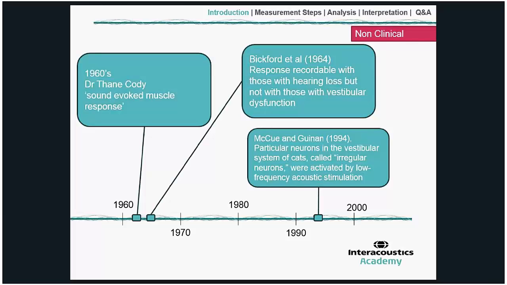McHugh looked at this and found that there are particular neurons in the vestibular system. He was looking particularly at cats, and these are called irregular neurons, which are activated by low frequency acoustic stimulation. So actually the vestibular system does respond to sound, and this is how we're generating these VEMPs.